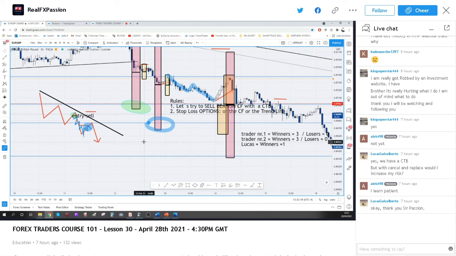Remember, everybody, those are different trade management styles. You have the same entry, different stop loss. With a different stop loss, you are going to manage your trade differently.